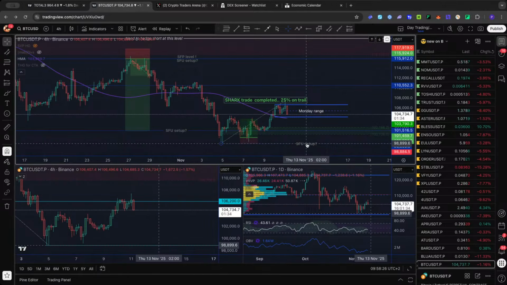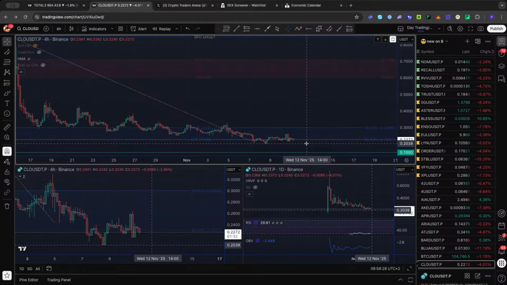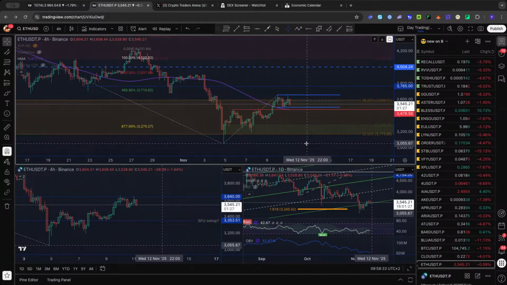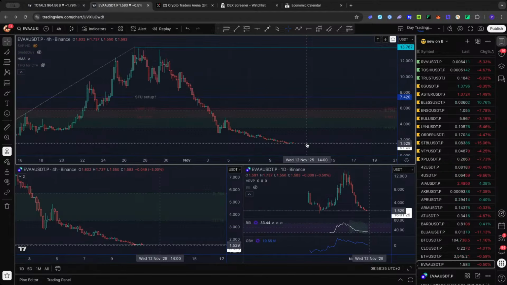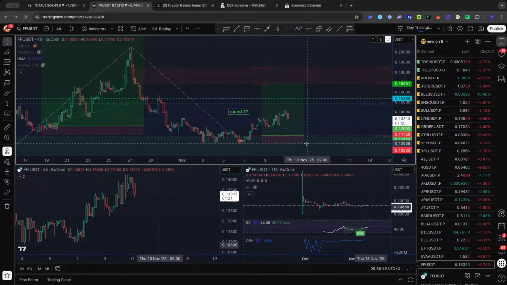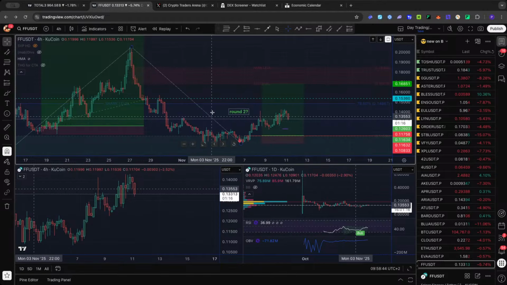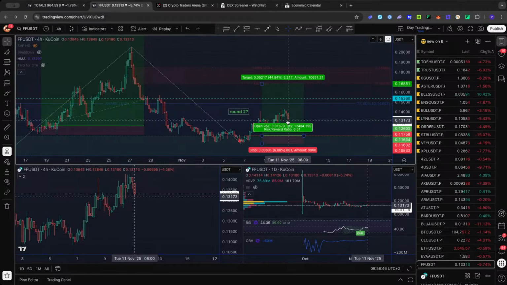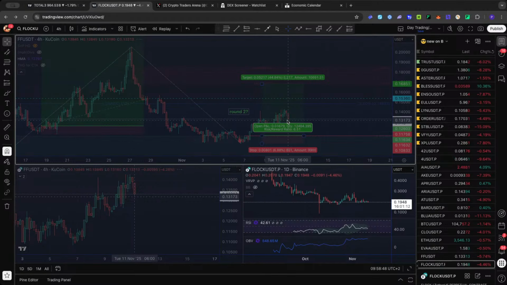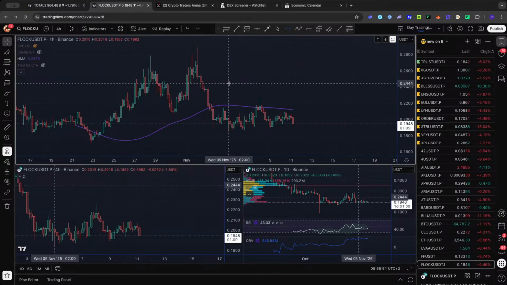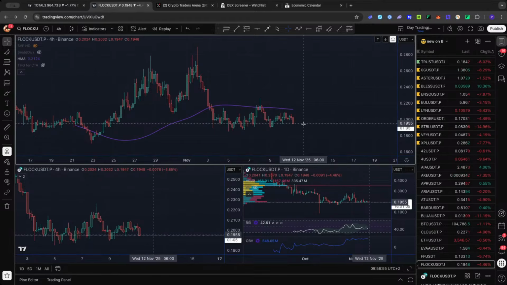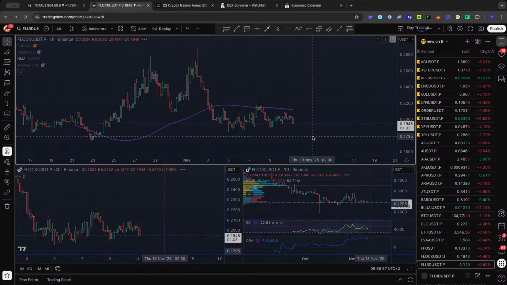Bitcoin, it's in the Monday range. This one is consolidating. No W, no trade on EVA. This one, let's see what will happen. Okay. No W, no trade. You can see we are dumping. Give me a W. From now on, form a W here or lower, and I'll take it.